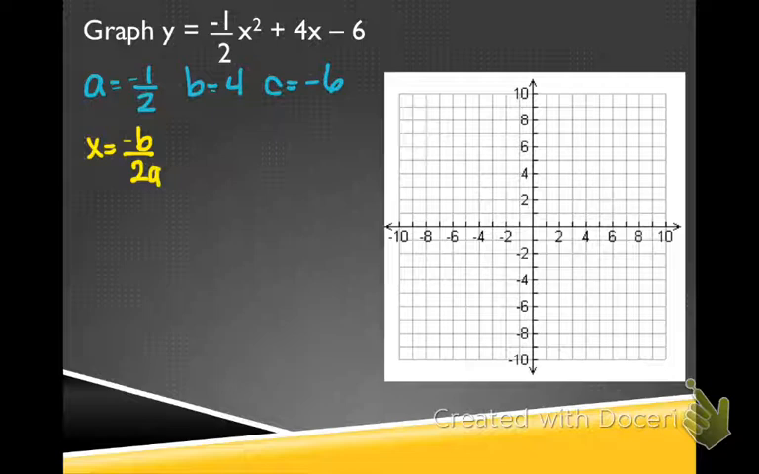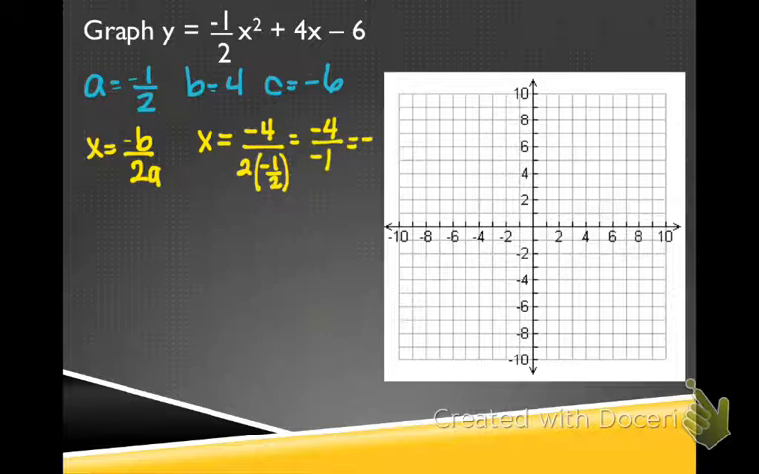So we need to do the opposite of B. Since B is positive 4, the opposite of that would be negative 4 over 2 times A. And A is negative 1/2. Well, 2 times 1/2 is just going to be 1. It's negative, so we get negative 4 over negative 1, which means x is equal to positive 4. Negative divided by a negative. So that would be our axis of symmetry.